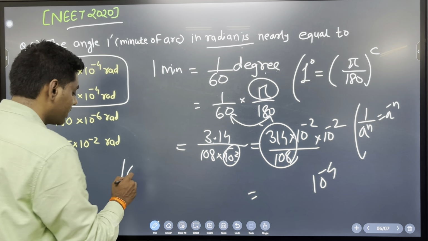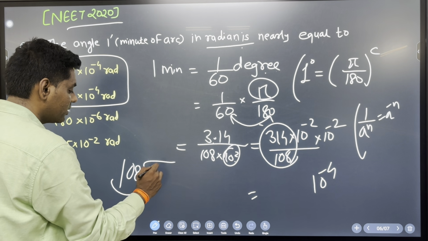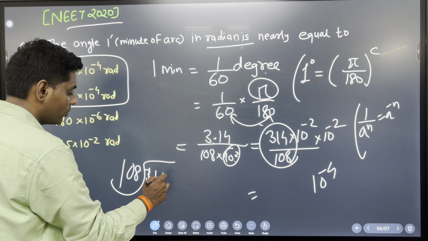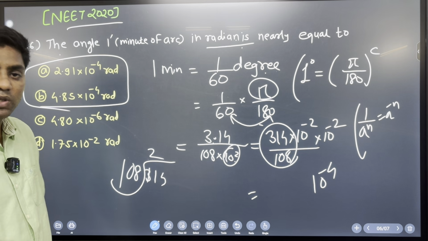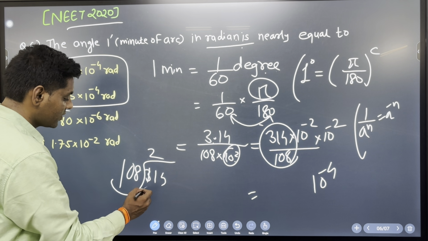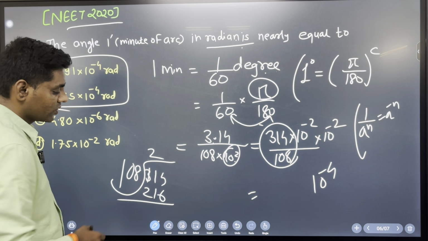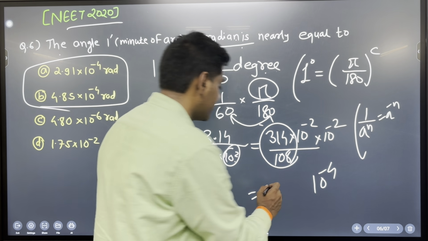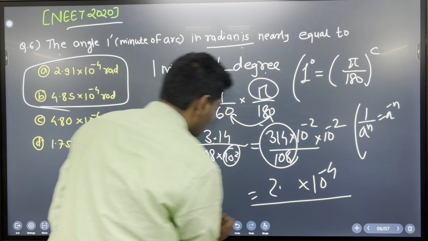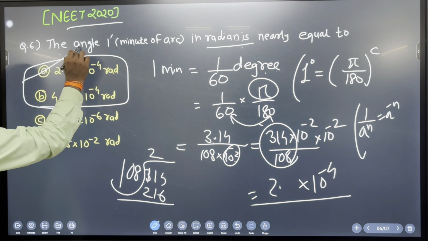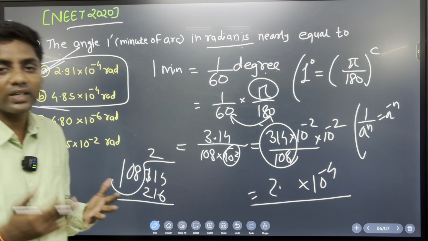So you have to calculate 108 divided by 314, so it becomes 2. What is the number of 108 multiplied by 2? It becomes 216. So now we get the answer, that is 2 point something. So what is the number of 2 point something? So option A is our answer for the given example.